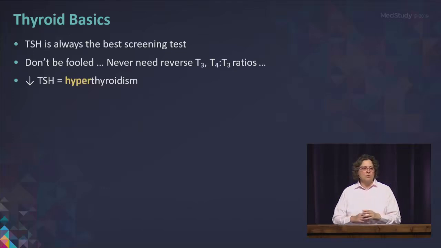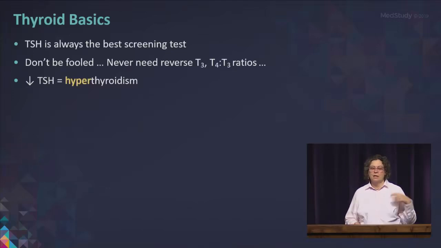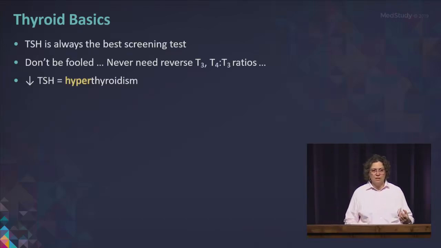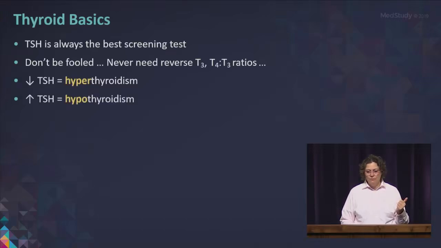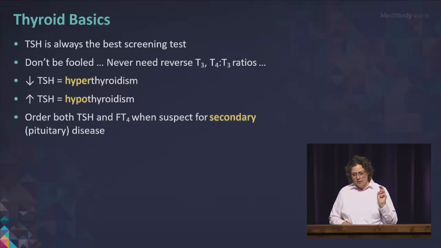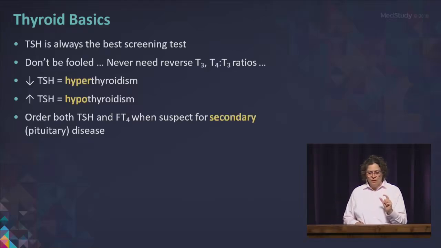But for the all-comers, the routine, I've got brain fog, I've got fatigue, I have hair loss, I have inability to lose weight, I'm just not myself, TSH is the best screening test because it is a really good assay. You'll see a low TSH in hyperthyroidism, again, because it's shutting off the pituitary. You'll see a high TSH in hypothyroidism. And again, you should only order both when you suspect pituitary disease or secondary hypothyroidism.